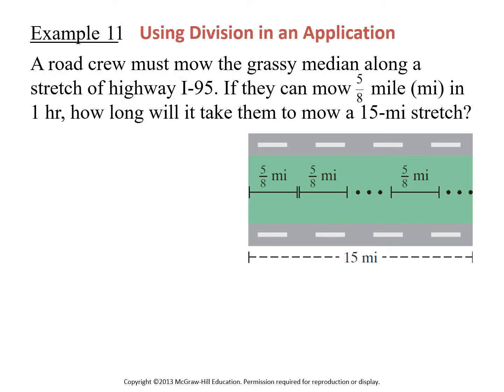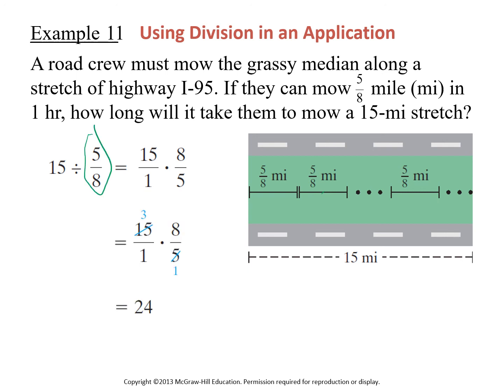Okay, some word problems. A road crew must mow the grassy median along the stretch of highway of I-95. If they can mow 5/8 of a mile in an hour, how long will it take them to mow 15 miles? So we're dividing up 15 miles and seeing how many 5/8 miles are in that. So that is 15 divided by 5/8. Again, we will keep the first fraction and multiply by the reciprocal of the second fraction, and our answer is 24 hours.